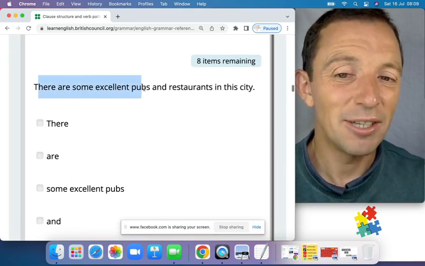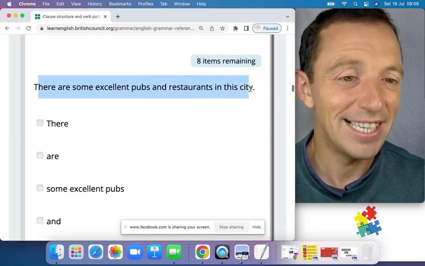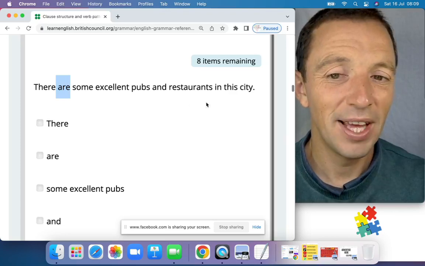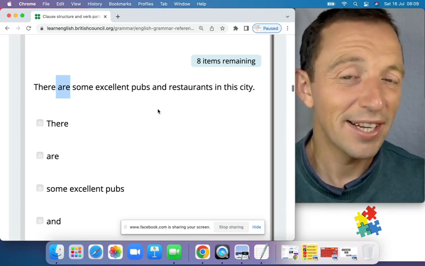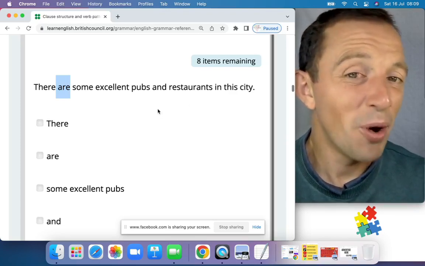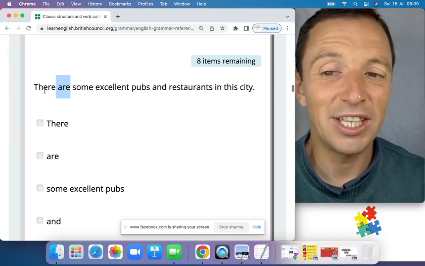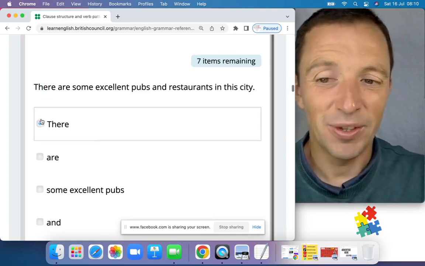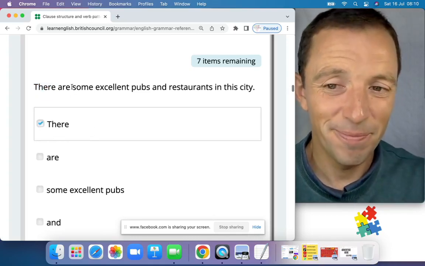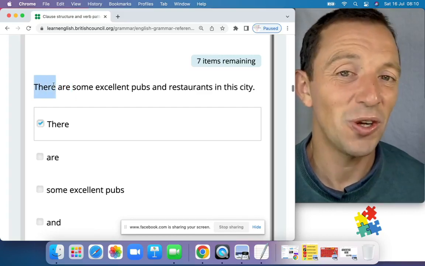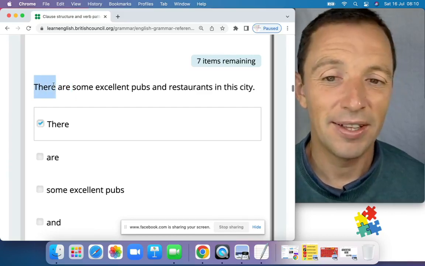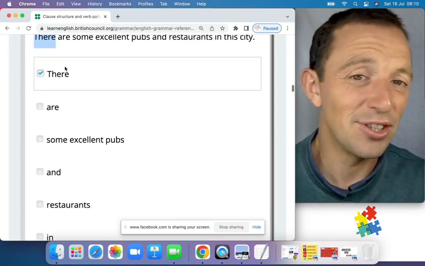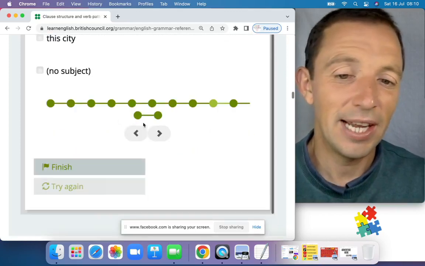There are some excellent pubs and restaurants in this city. So the verb is to be in the plural, and the subject is not really appropriate, but because there's no real subject, we need to use the dummy subject, and the dummy subject is there. So there are, that's the verb, and the subject is there, and that's also the noun phrase. There are some excellent pubs and restaurants in this city. So for me, the subject is just there. Next, three more.